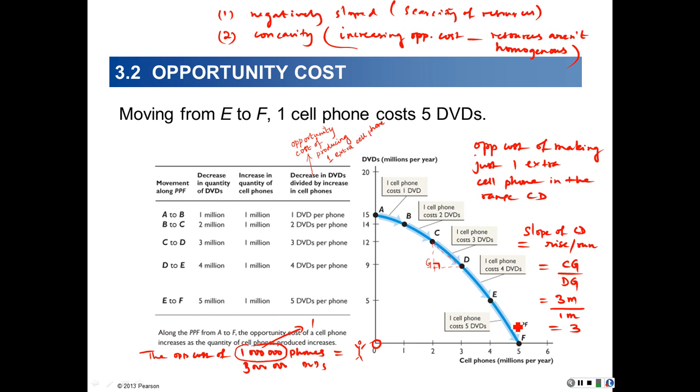And what is this 3 again? This 3, remember, is the opportunity cost of 1 phone. It's the opportunity cost of making 1 phone, on average, in that range CD of the PPF.